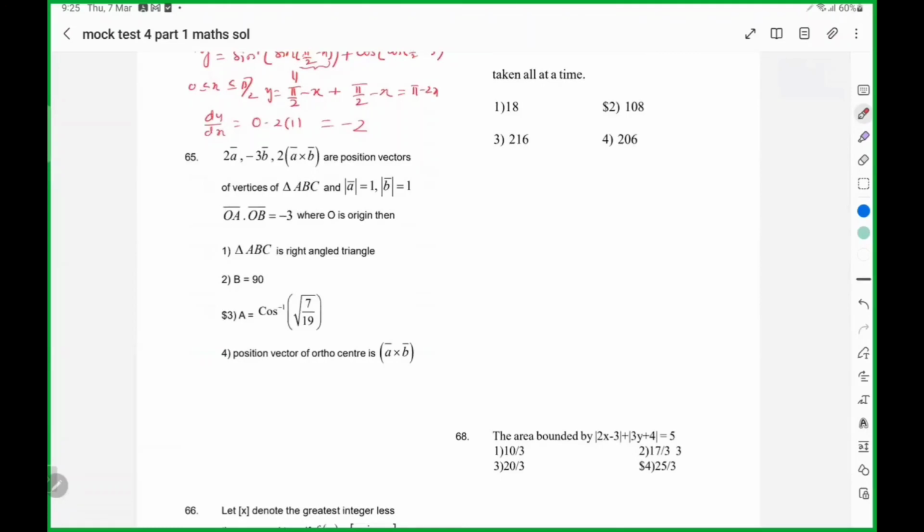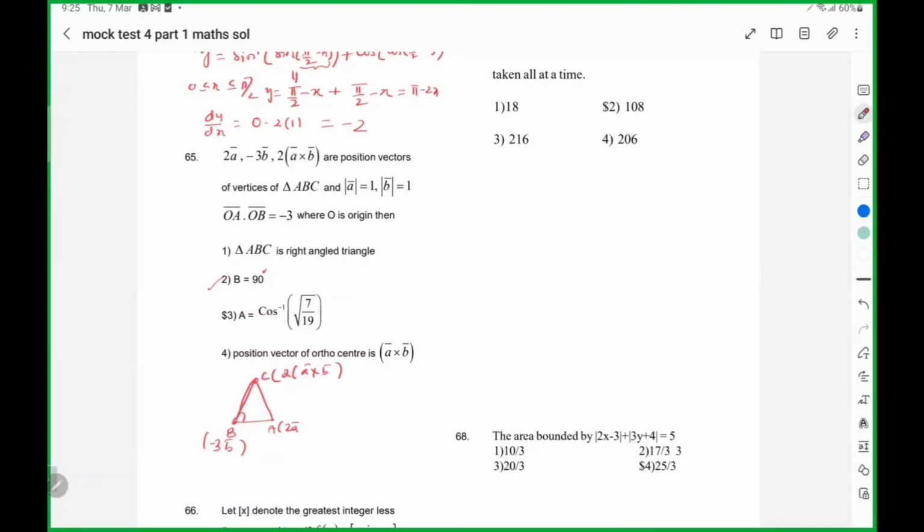Here what it forms, one point is 2a bar. So the other point somewhere here, b. Let us take minus 3b bar. C here is 2 times a bar plus b bar. Right. Now, he has given one of the options, angle B is 90 degrees. Let us check.